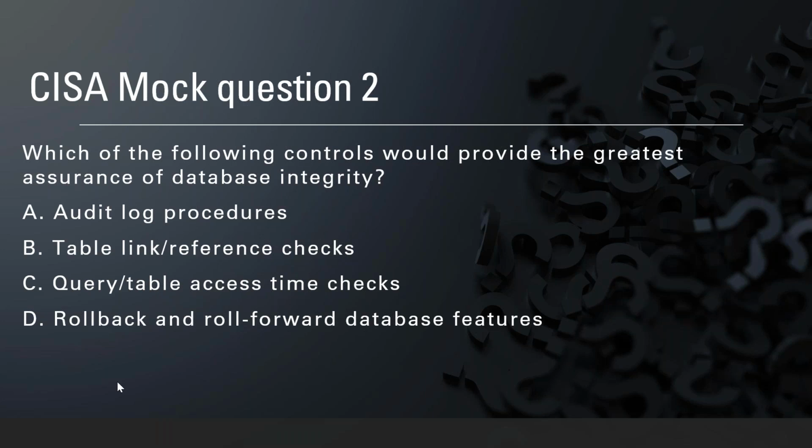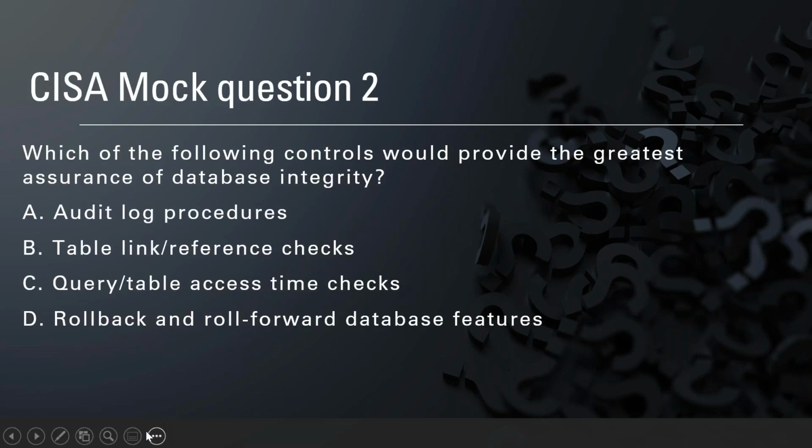Then table link and reference checks relate to referential data integrity, where you try to link two tables to each other. Table one has some data, table two has some data, and you create a reference between both of the tables. That is what is called table link and reference checks. For this, you should be aware of the concepts of relational databases and referential integrity, which is part of domain 4.